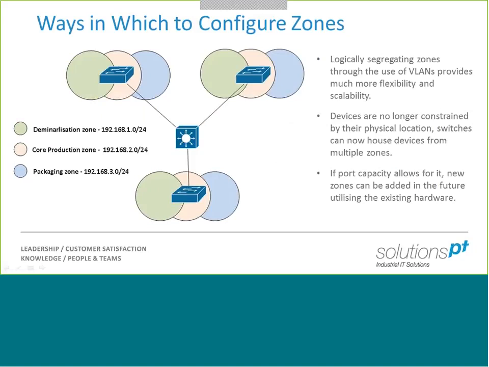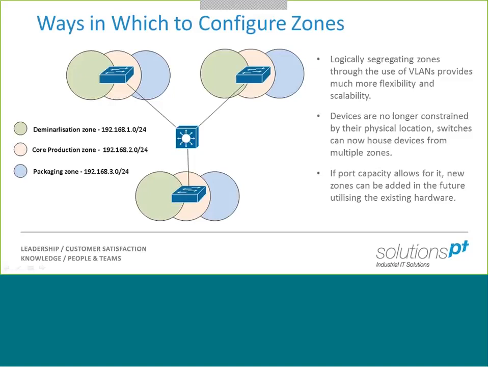So no longer are the devices constrained by the physical location. We can put them absolutely anywhere within the network we want, which obviously makes life a lot easier, a lot more convenient for us as we start scaling the network up. Much like if we wanted to add additional zones, providing that we have the port capacity for it, we don't have to start buying new hardware, we don't have to start buying or running additional links to our layer 3 infrastructure. This would be through the use of VLANs.